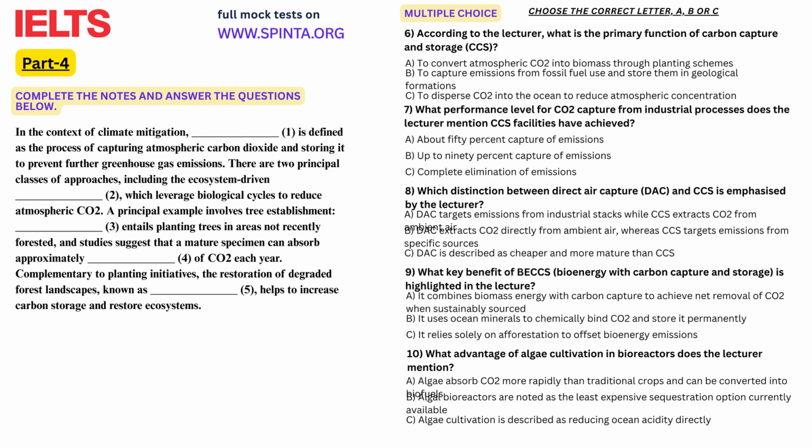It refers to the process of capturing atmospheric carbon dioxide and storing it, thus preventing it from contributing to further greenhouse gas emissions. There are primarily two categories under which we can classify these methods: natural and artificial. Natural methods are driven primarily by ecosystems. These methods include processes like afforestation, reforestation, and soil management. Each of these approaches utilizes natural biological cycles to reduce the amount of CO2 present in the atmosphere.